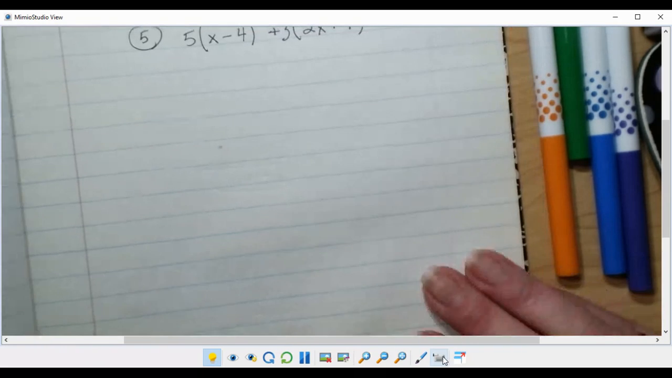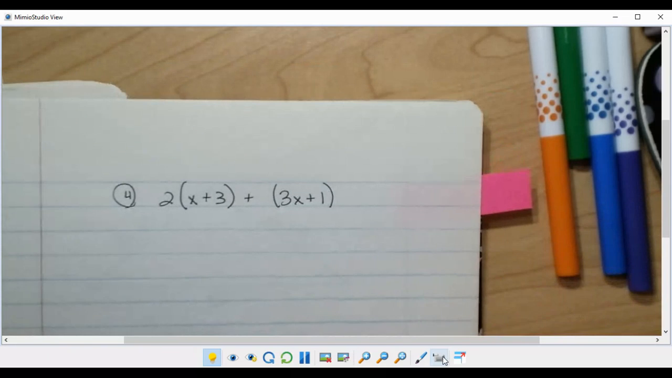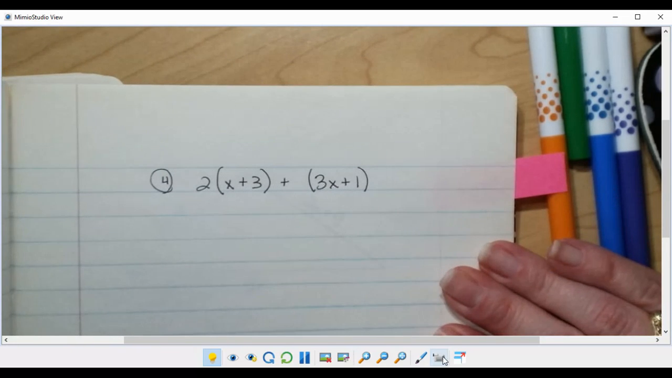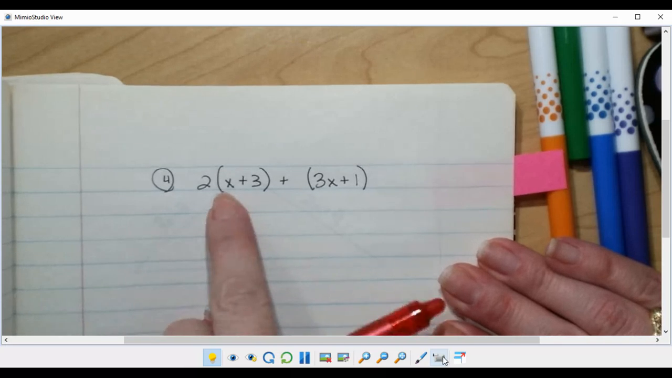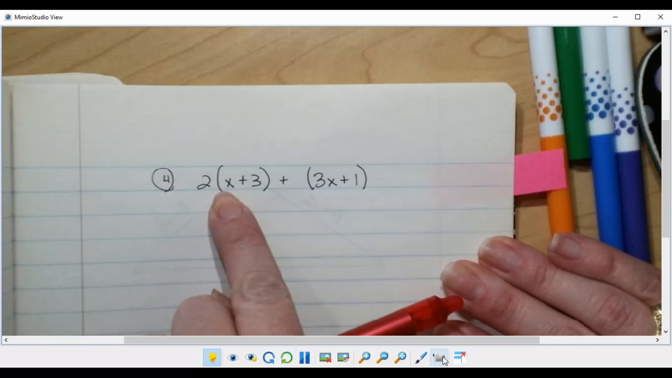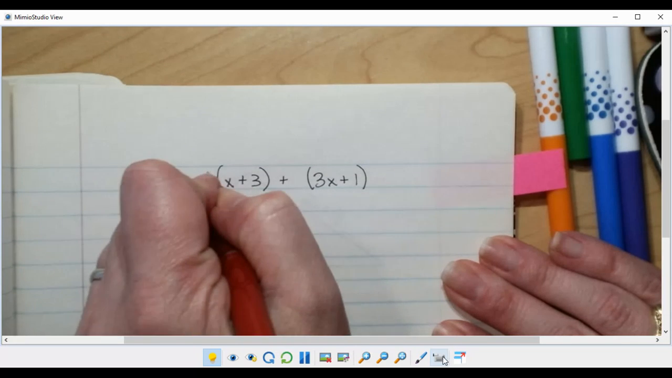You get a little bit of a wicked laugh. Bwahaha. We'll save the bwahaha for that one. Okay, this one has an extra step before I stack them. Here, the parentheses are actually showing me that I've got a distributive property happening. The 2 is being multiplied by the x plus 3. So let's do that first.